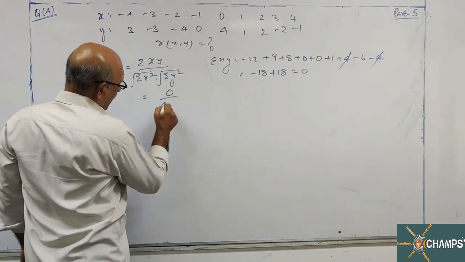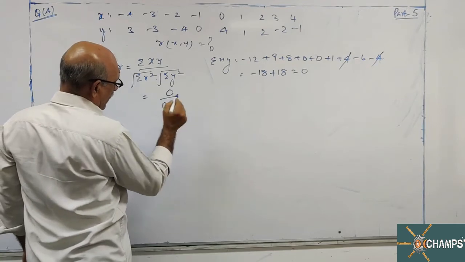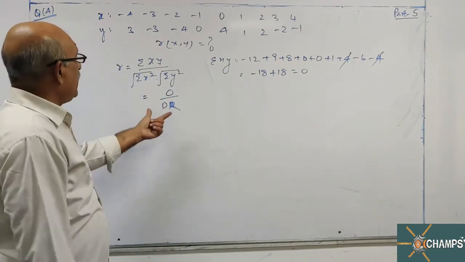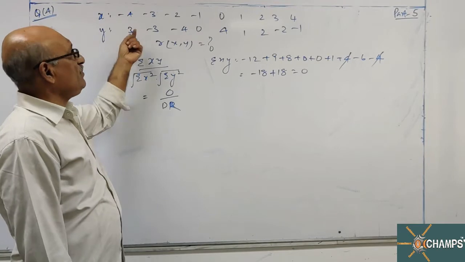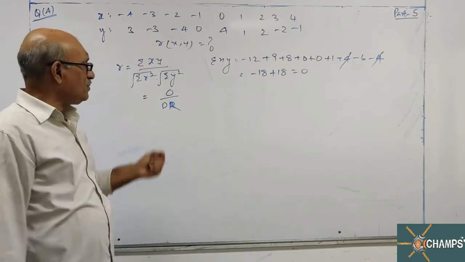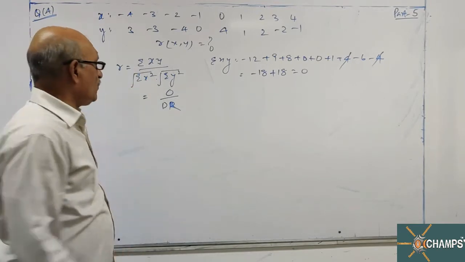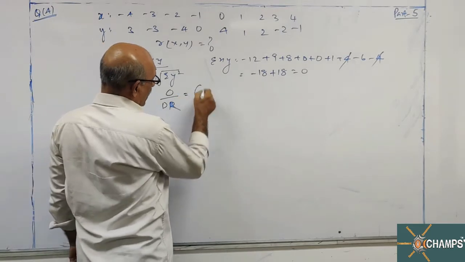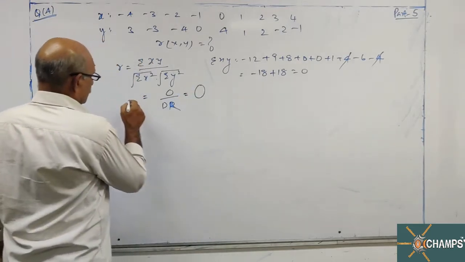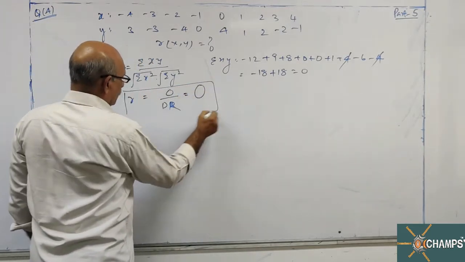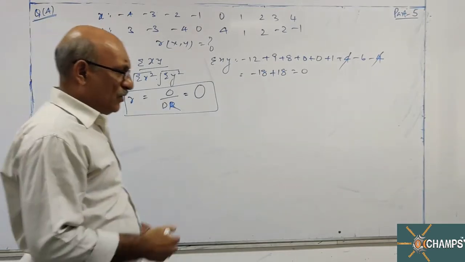So 0 divided by whatever may be the denominator value, except 0. It cannot be 0 here. Squaring means negative values will become positive. Denominator is not equal to 0. 0 divided by the denominator, R is equal to 0.